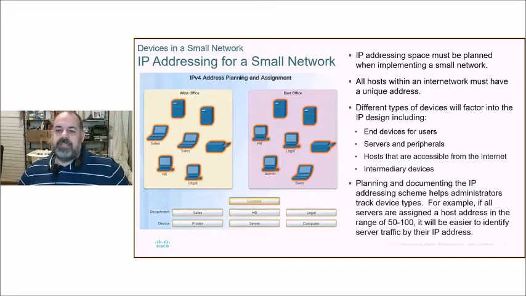IP addressing space must be planned when implementing a small network. All hosts within an internetwork must have a unique address. Different types of devices will factor into the IP design, including end devices for users, servers and peripherals, hosts that are accessible from the internet, intermediary devices. Planning and documenting the IP addressing scheme helps administrators track device types. For example, if all servers are assigned a host address in the 50 to 100 range, it will be easier to identify server traffic by their IP addresses.